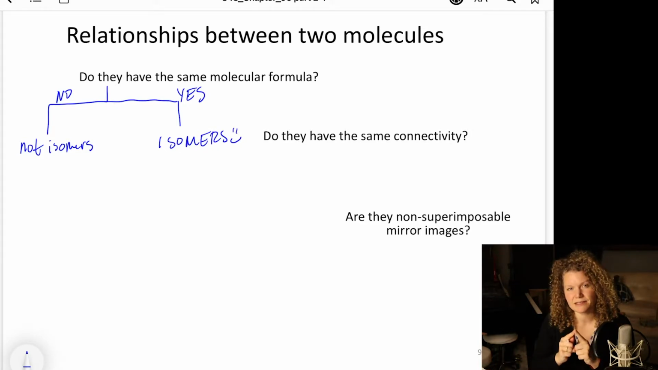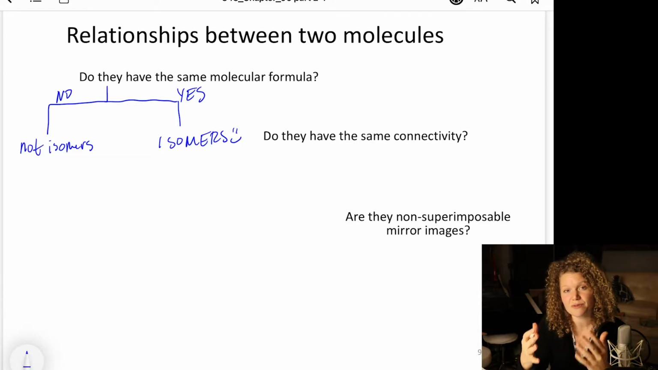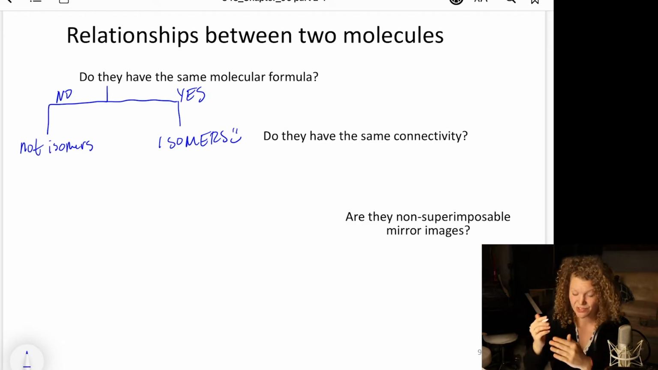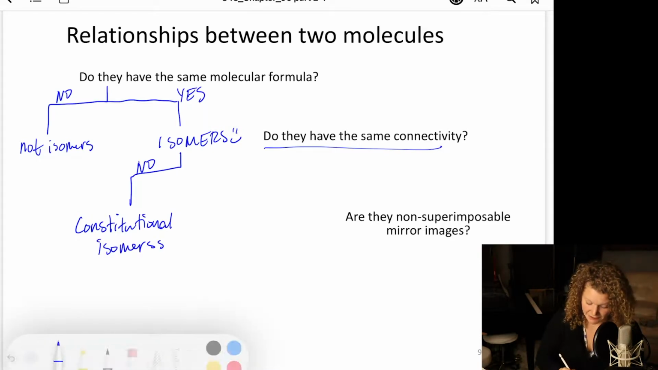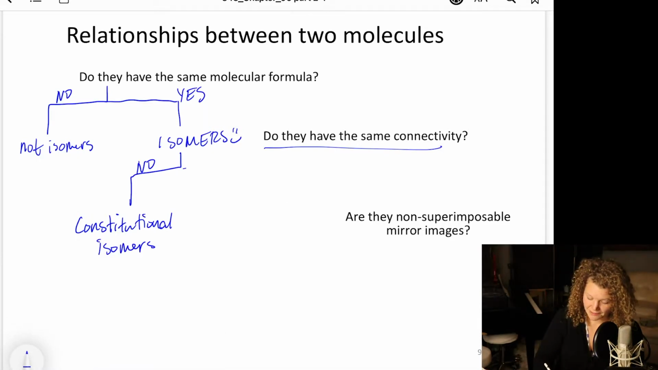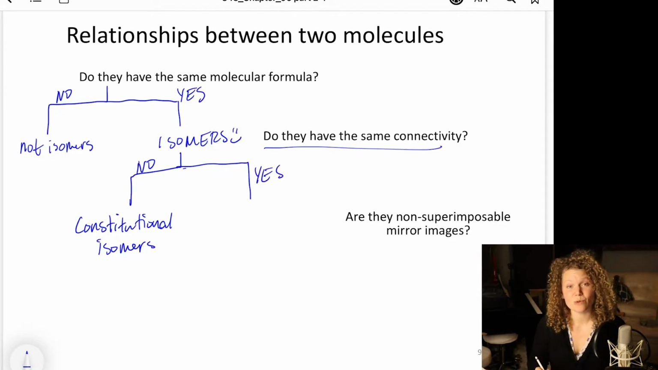Do they have the same connectivity? Now, if they don't have the same connectivity, we know these are constitutional isomers. Constitutional isomers are connected differently. So if they don't have the same connectivity, then no, these are constitutional isomers. If they do have the same connectivity, then we would call these stereoisomers.